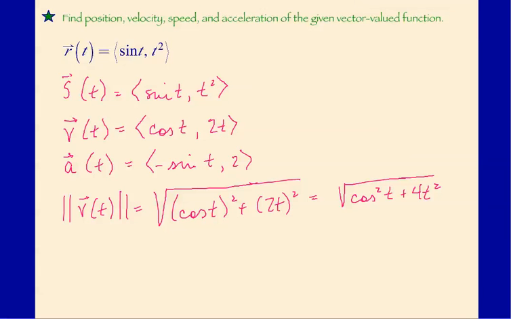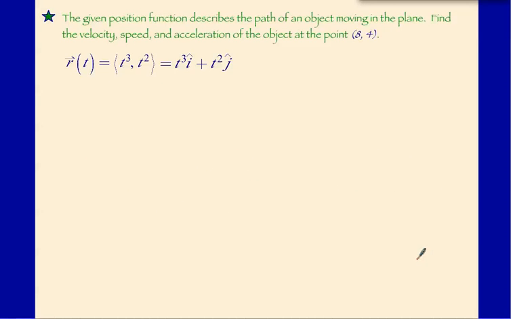Now let's do another example using these principles. The given position function describes the path of an object moving in the plane. Find velocity, speed, and acceleration of the object at the point 8, 4. Okay, so now we're going to do the same thing that we did before, but instead of just general formulas for velocity, speed, and acceleration, we're going to find exact velocity, speed, and acceleration of an object at the point 8, 4.